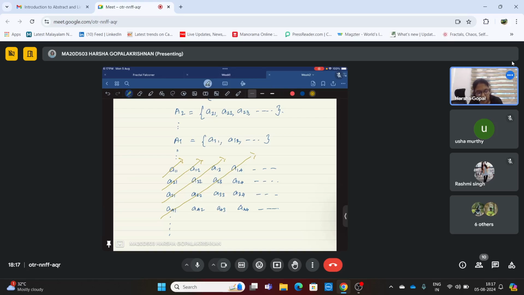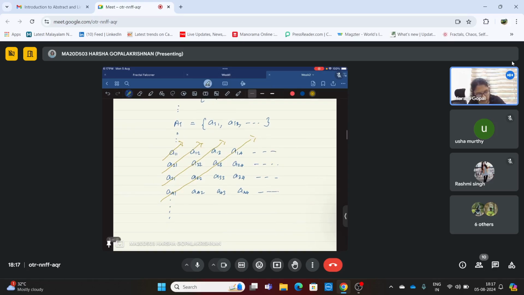That means this A11 is the first element. Then A21, then A12, then A31, then A22, A13 like this. So the union of Ai will be like this: A11, A21, A12, A31, A22, A13, then the next diagonal.